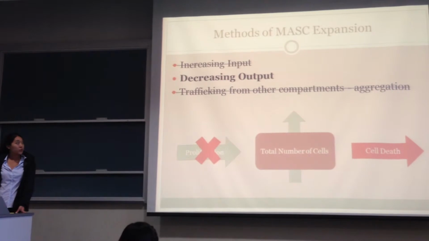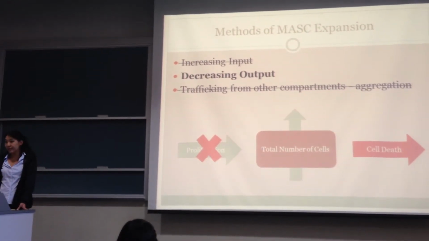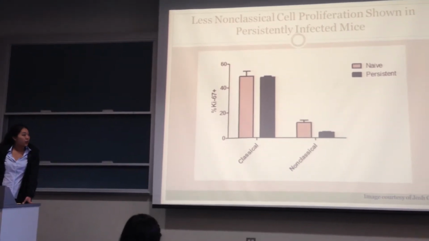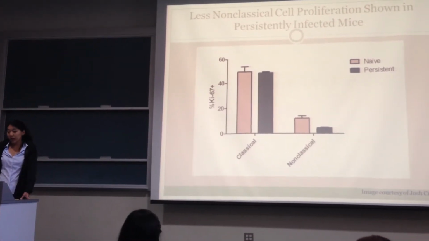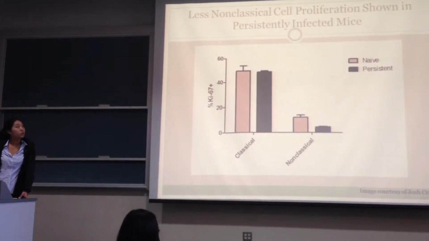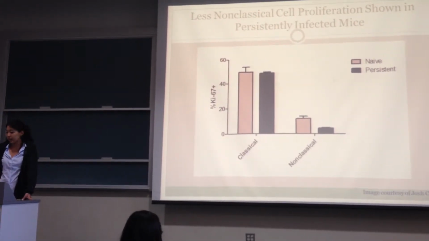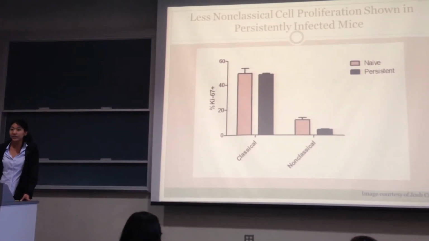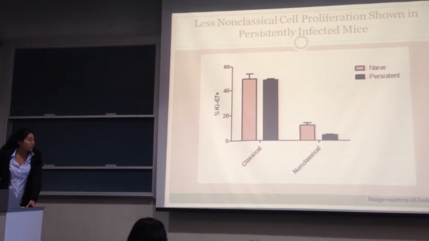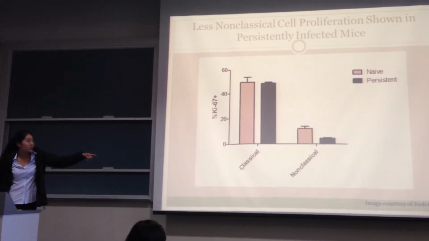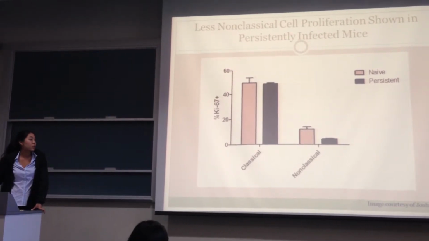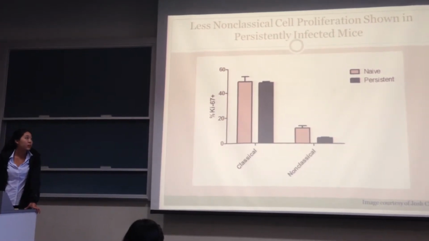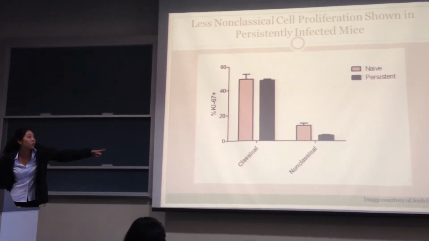Our lab has been focused on decreasing output. One reason we focus on this is data that we also collected, which shows that there is less non-classical cell proliferation in persistently infected mice in comparison to naive mice. Ki67 is a nuclear protein essential for proliferation, and as such is a marker for cell proliferation. As you can see, the non-classicals in the persistently infected mice show a lower percentage of Ki67 expression than the non-classicals of the naive mice, on the left side over there.